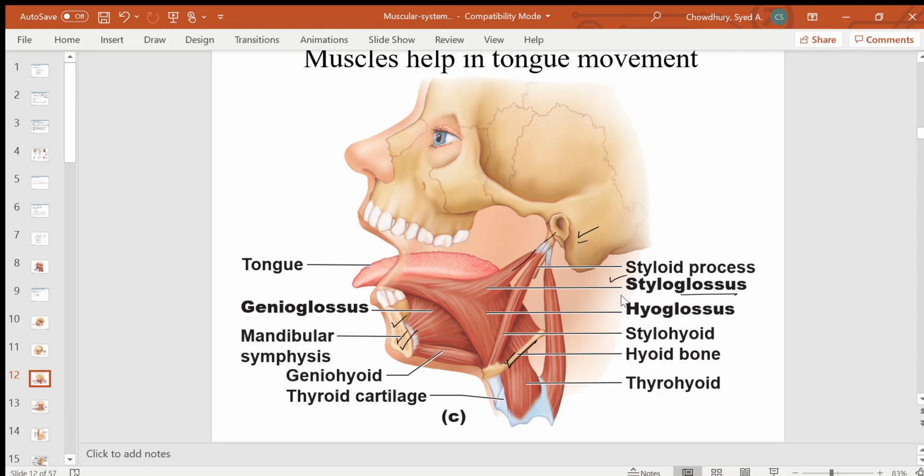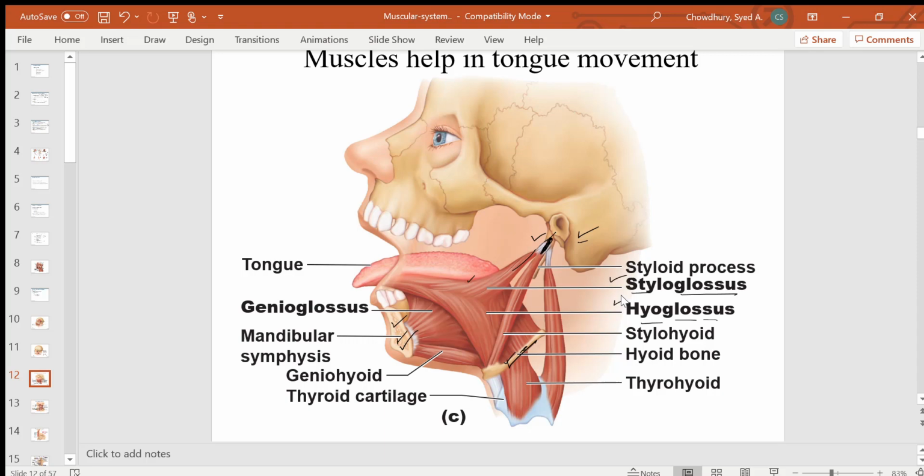Styloglossus, hyoglossus. Why is it called styloglossus? If you just think, it is really easy, because this is the styloid process of the temporal bone. You remember the sharp pointed process. So it goes from the styloid process to the tongue. That's why it is called styloglossus. Okay. Hyoglossus, from the hyoid bone to the tongue, to the glossus. That's why hyoglossus.